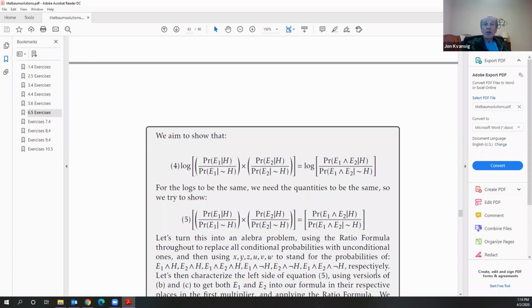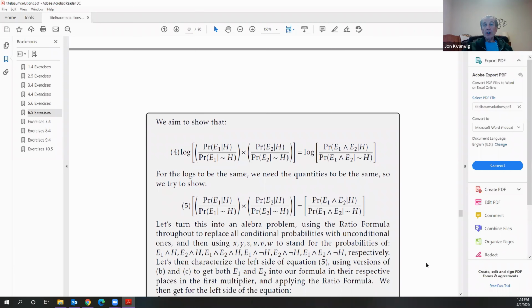So here's what we're going to do first. We're going to turn this into an algebra problem because it just makes it easier to see what's going on. It gives you simpler variables to work with. The probability variables are pretty complicated. So we're going to turn it into a straight algebra problem. And to do that, we're going to use the ratio formula throughout the entire problem, so that we turn every conditional probability into some ratio of unconditional probabilities.